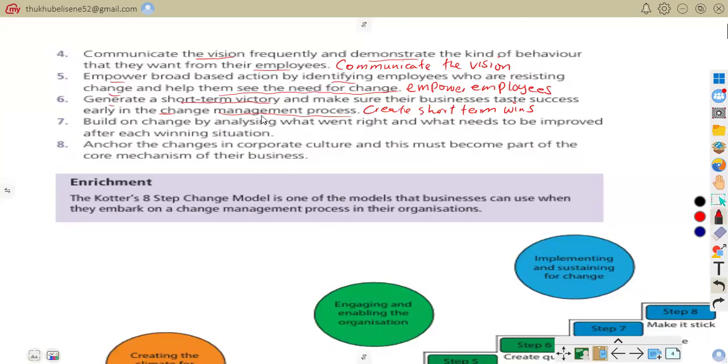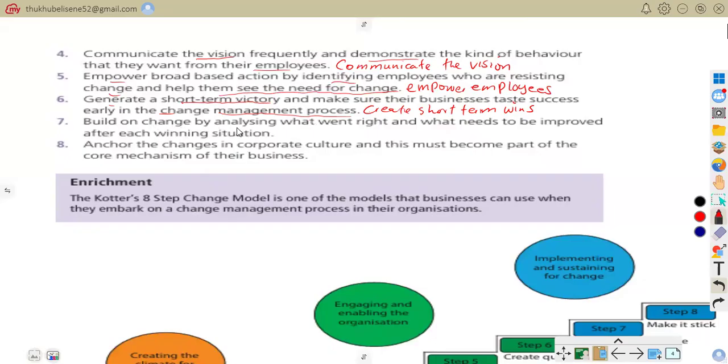You generate short-term victory. Create short-term wins. So that is that. Make sure that you complete the first phase of your project, so that the business can taste what? A success. Quickly make sure that you fight for that.